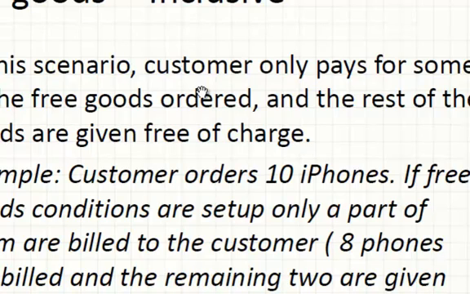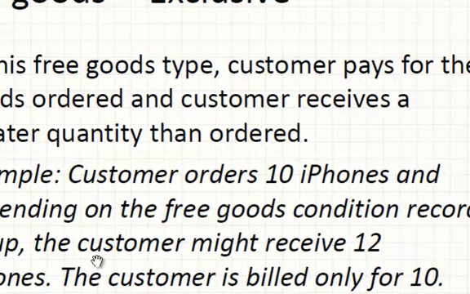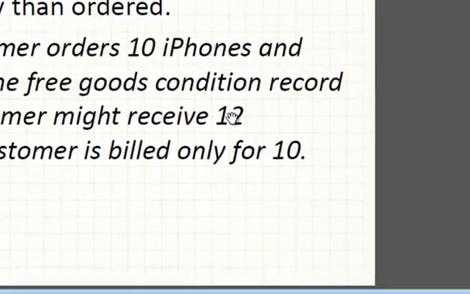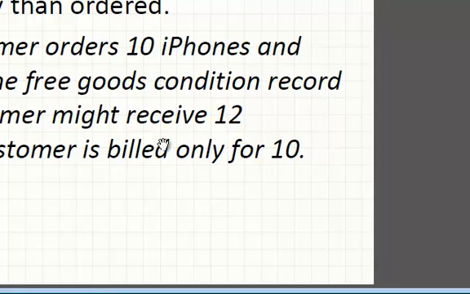The customer only pays for some of the goods ordered, and the rest of the goods are given free of charge. An example is a customer orders 10 iPhones. If free goods are set up, only a part of them are billed to the customer, and the remaining are given free of cost. And the second one is exclusive. In this type, the customer pays for the goods ordered, and the customer receives a greater quantity than ordered. So if he orders 10, depending on the conditions that you set up, the customer might receive 2 or 3, however many you want to give him.